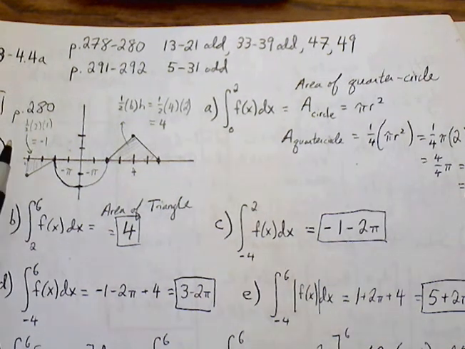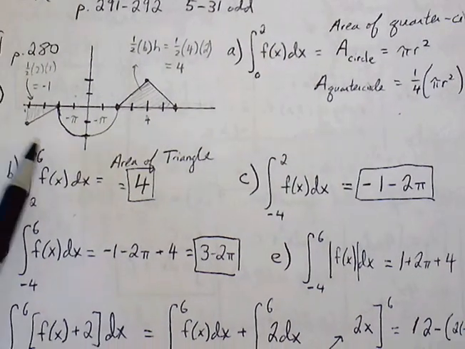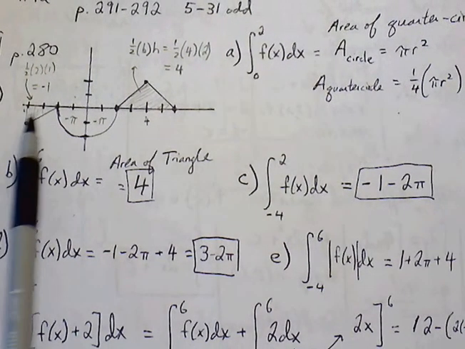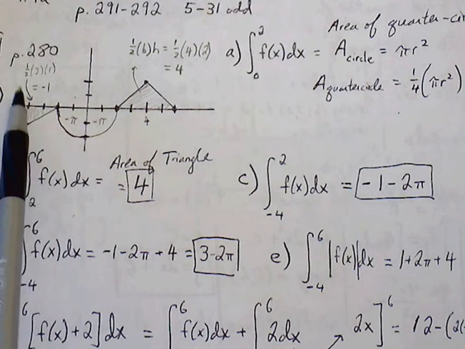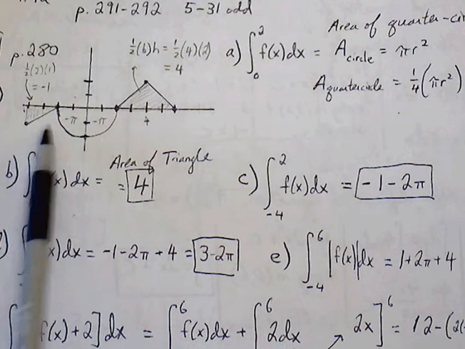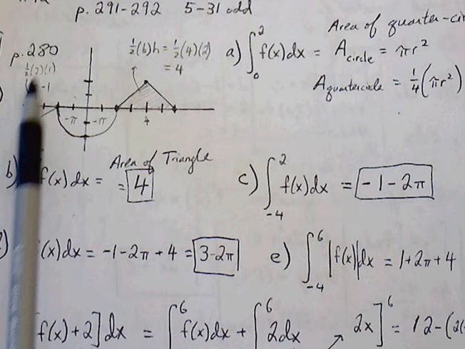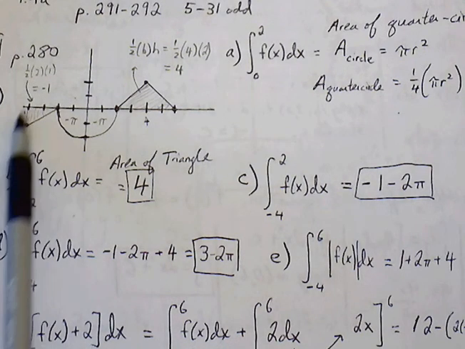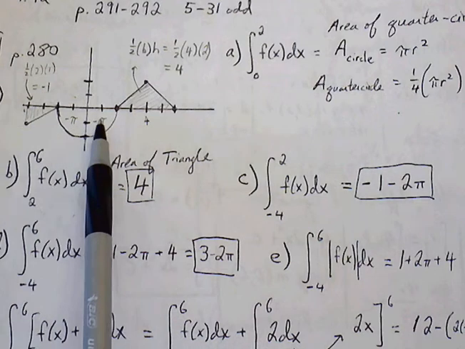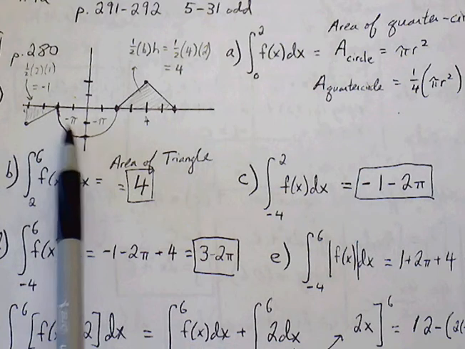This here is a triangle. So the area of a triangle is 1/2 base times height. Base is 2. My height is 1. So 1/2 times 2 times 1 is 1, but we know that this is below the x-axis, so we know the definite integral for this region is negative 1. This quarter circle is negative pi, we found from part A, and this is also a quarter circle, so this is also negative pi, also below the x-axis.